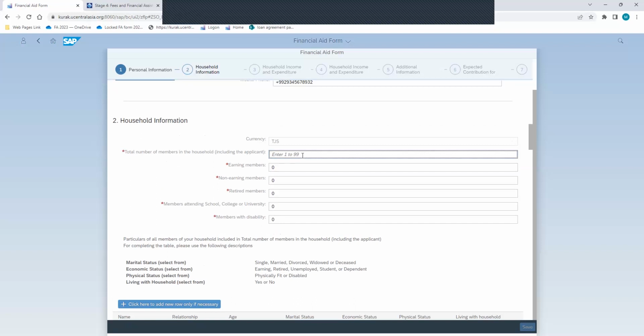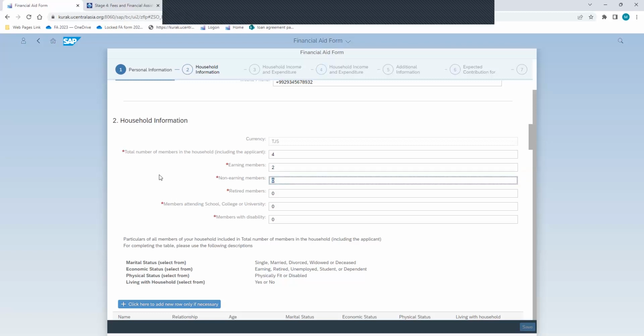Assume there are, let's say, 4 members in the household. How many earning members are there? These are the people who are earning, who are employed, who are having business or enterprise or whatever. Suppose it's like in my case, it's mother, father. So there are 2 of them.